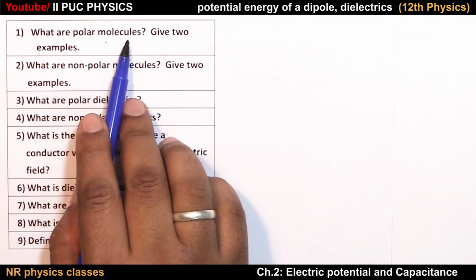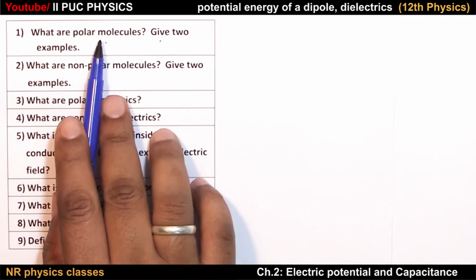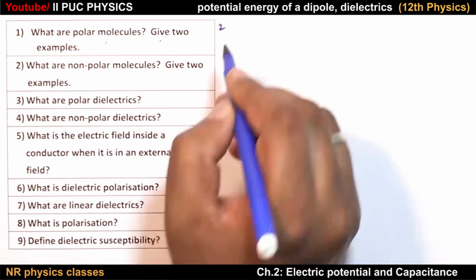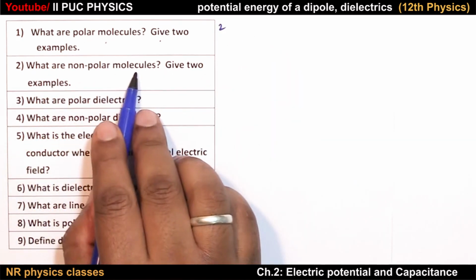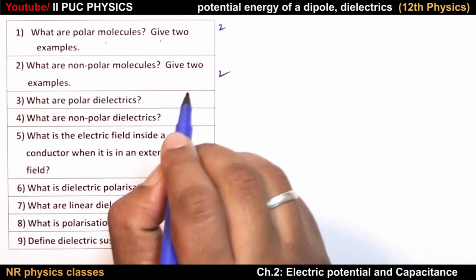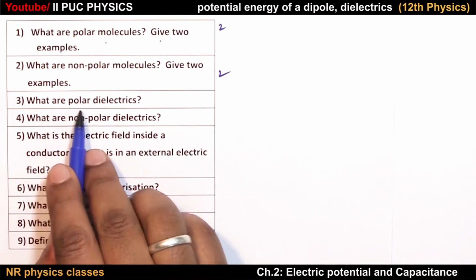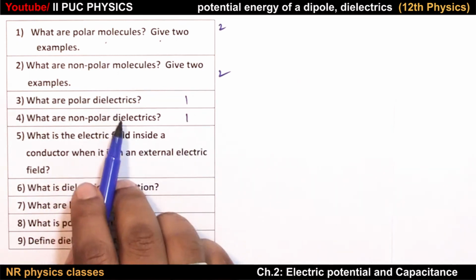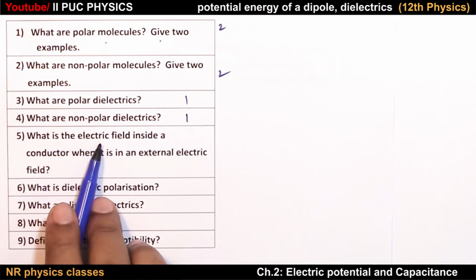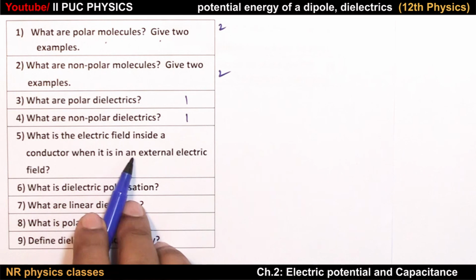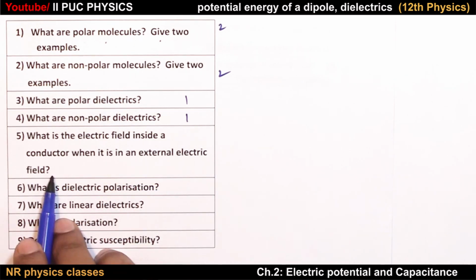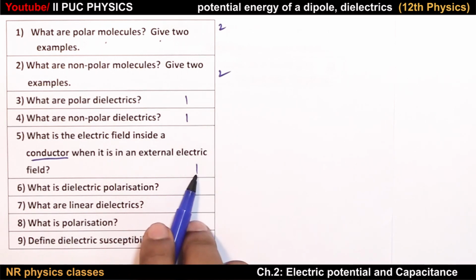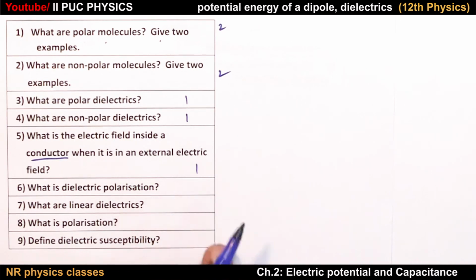What are polar molecules? Give 2 examples. Statement with 1 or 2 examples. 2 marks. What are nonpolar molecules? Give 2 examples. What are polar dielectrics? What are nonpolar dielectrics? Just statements. What is the electric field inside a conductor when it is in an external electric field? Since it is a conductor, the electric field should be 0. So this is also for 1 mark.